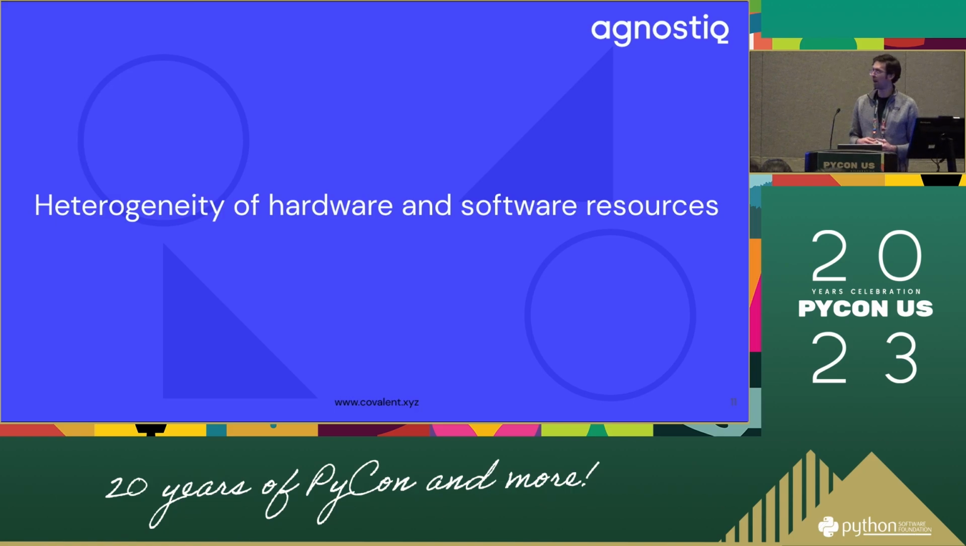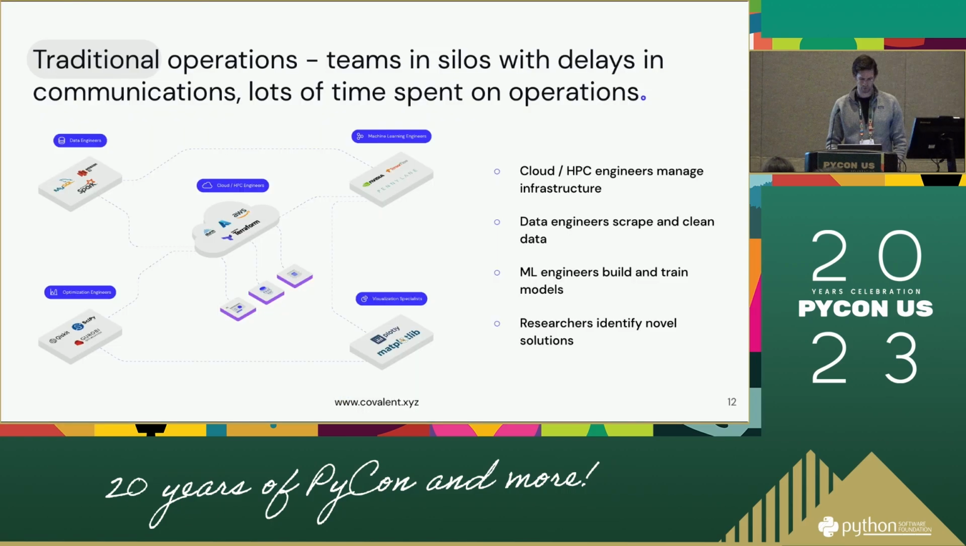So now I'll speak a little bit about heterogeneity of hardware and software resources. In many organizations, you have different teams that work on different portions of a project. They're going to use different software stacks and have different operational challenges. As an example, I've given a toy schematic for what this might look like in a particular organization. You're going to have cloud and HPC engineers managing infrastructure. Data engineers are going to scrape and clean data. ML engineers are going to build and train models. And researchers will identify novel solutions. Each of these teams is going to be passing information to members of the other teams, so the collaborative aspect of this is very important as well.